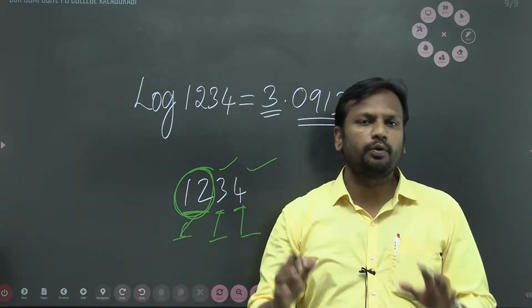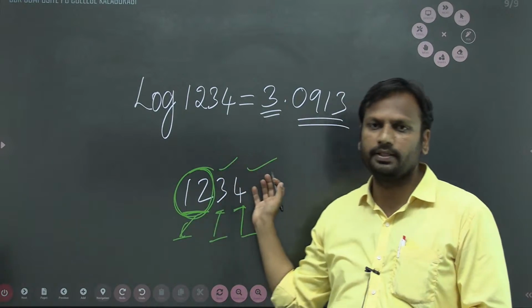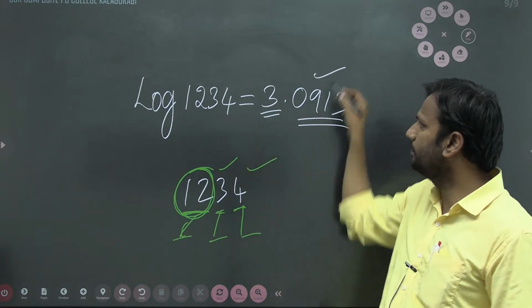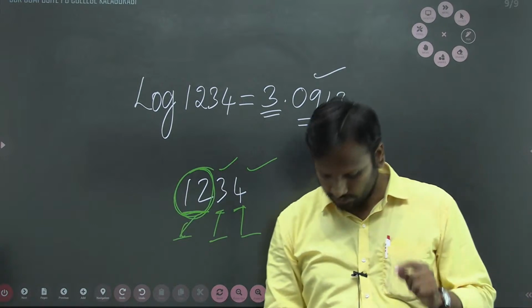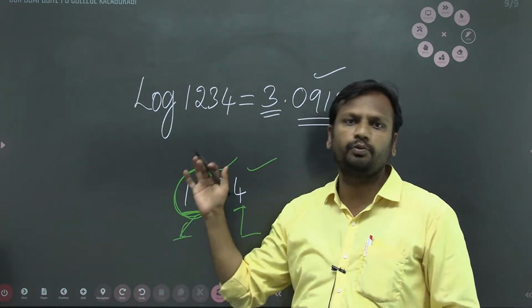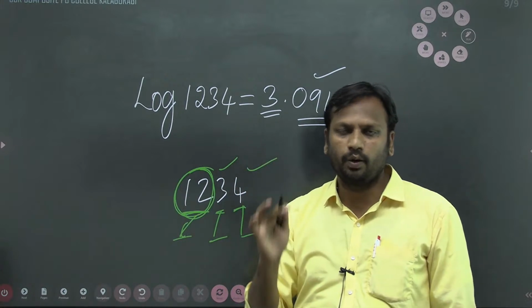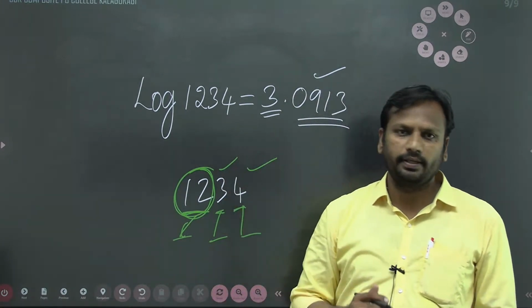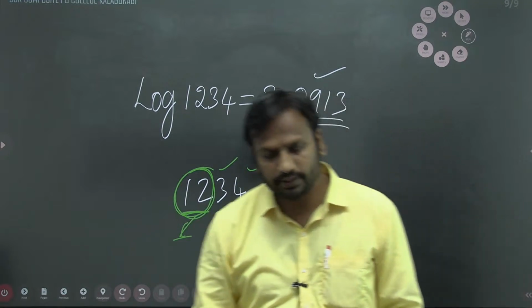So briefly I taught about how to find the Mantissa part. Once again I'm going to explain this in the next lecture, students. Until then, go through the characteristic part, how to find the characteristic part of a logarithm, right? I'll be explaining the Mantissa part once again in the next class.